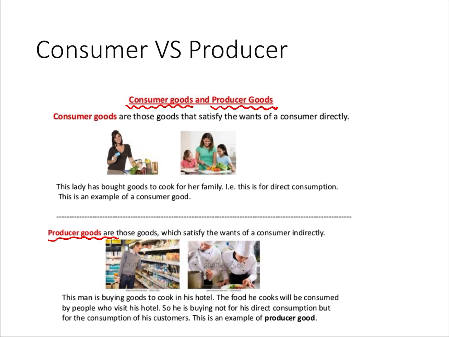For example, this man is buying goods, right? Looks like he's a consumer, but the purpose of buying these goods is to provide raw material, foods for the hotel, for producing meals in the hotel. So those goods are used for the production, not for the direct consumption of a person. So this is producer goods. So think about the difference. If this man is buying something for himself to consume, that's going to be consumer goods.